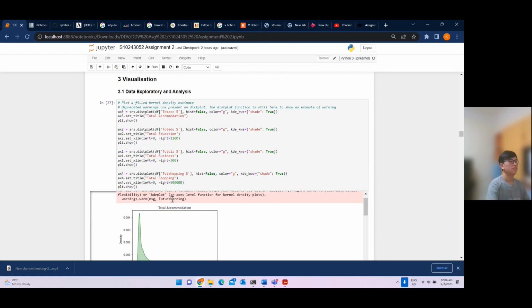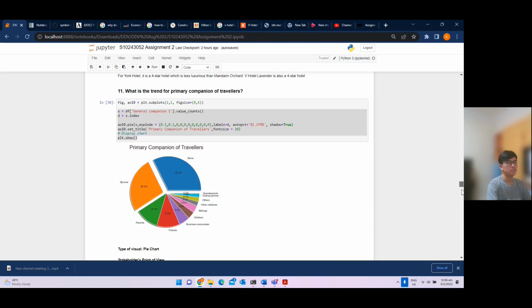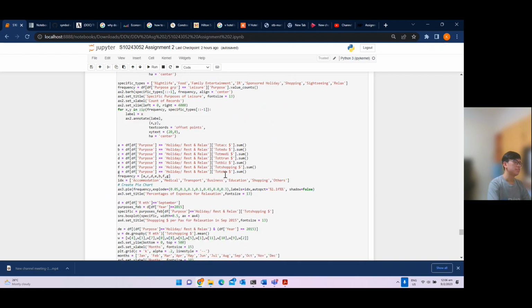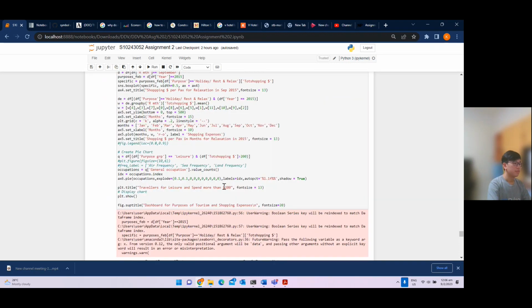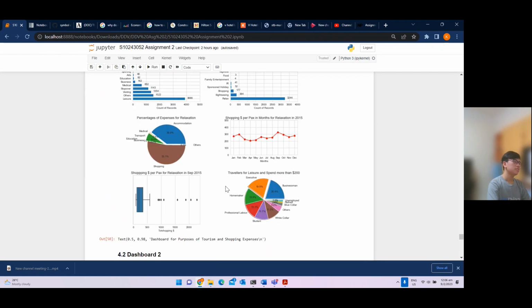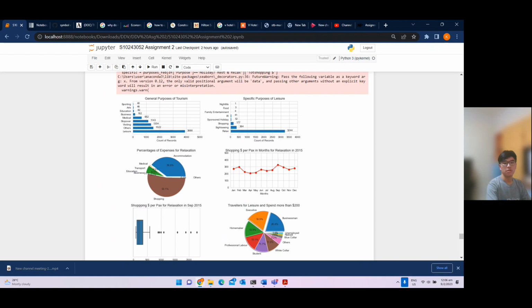For the visualization part, I'll be presenting my dashboards first. My first dashboard is for the purposes of tourism and shopping expenses. In general, the trend is that leisure and honeypot tourism has the greatest number of Indonesian travelers. Based on that, I drilled through to find out that relax is the specific purpose with the most number of occurrences, the most records.